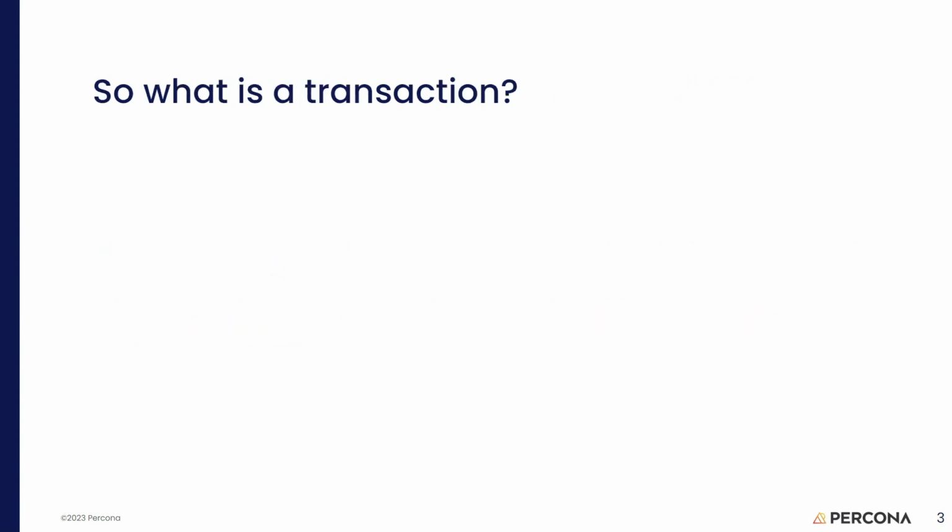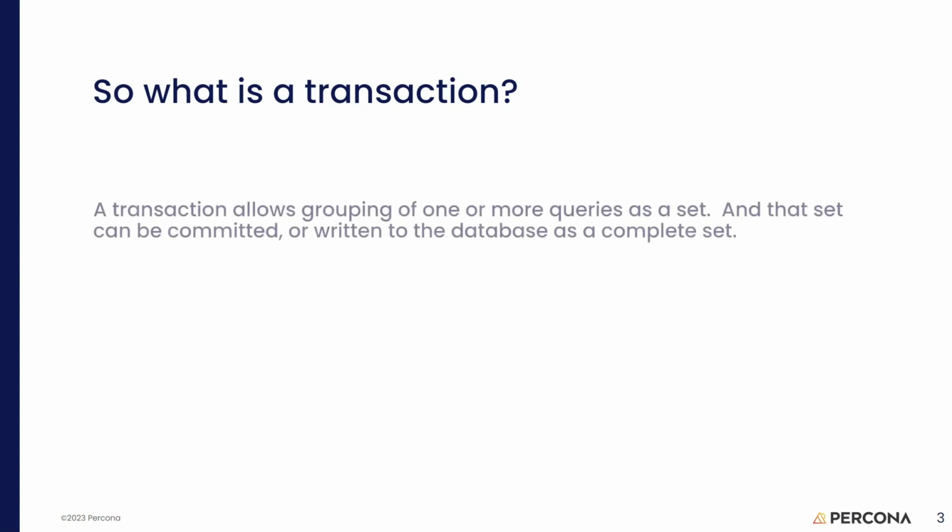So let's start off with something simple. What is a transaction? The relational database model is built around ACID compliance, and I'm not going to go into all that, but basically a transaction allows a grouping of one or more queries as a set, and that set can be committed, which means put into the database as a complete set. All of it goes in or none of it goes in.